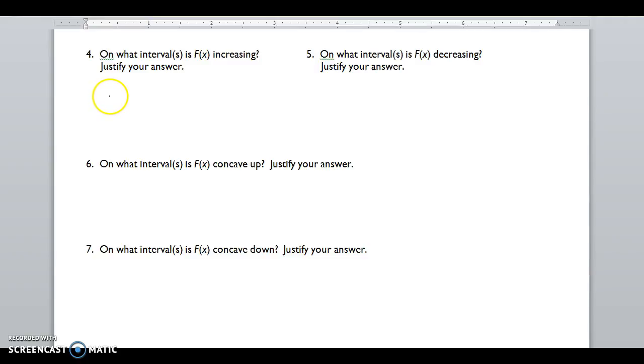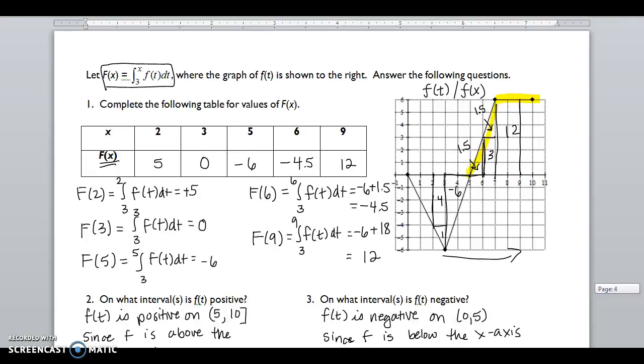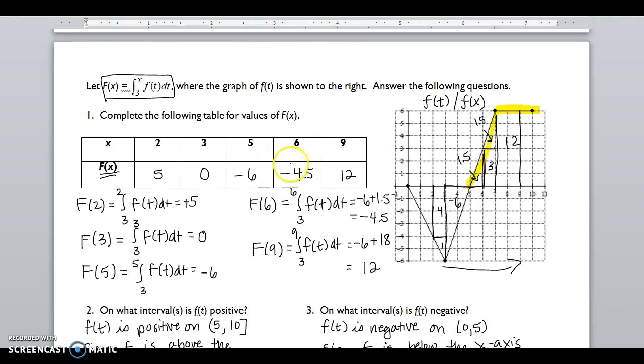Okay, so we've got just this little bit left. It says, on what intervals is f of x increasing? So you might first look back up at our chart. We had some values of f of x and see where it's increasing. Seems like, okay, it goes from 5 to 0, that's decreasing. 0 to -6, decreasing. -6 to -4.5, that increases. -4.5 to 12, that increases too.